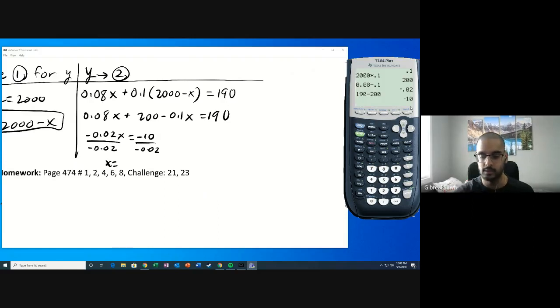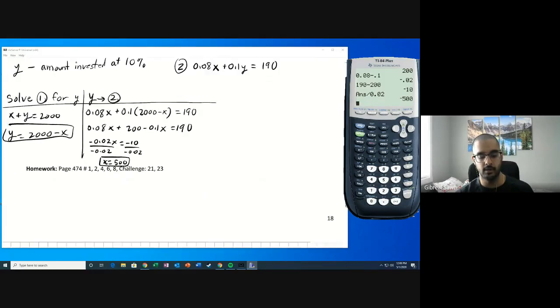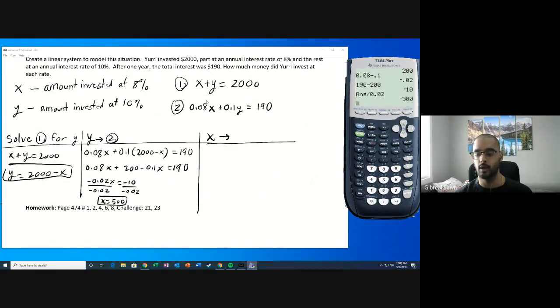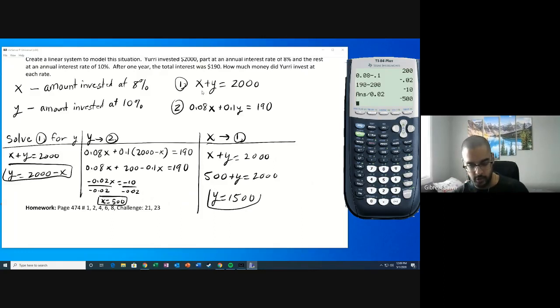So x equals 500. Now I know the amount invested in the 8% account is $500. Now I need to take x and plug it into another equation. You can pick either one. I'm going to choose number 1 again because it's a little bit easier to deal with. So x plus y needs to be 2,000. I know x is 500. That means y has to be 1,500 if you subtract 500 from both sides. In total, I had to have $2,000.